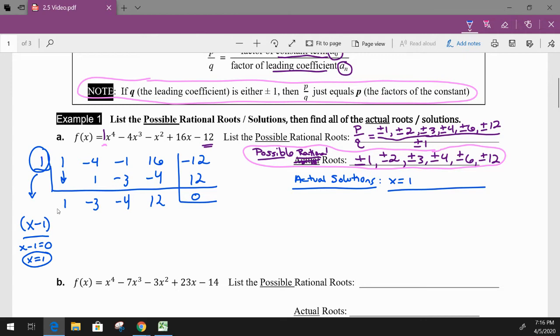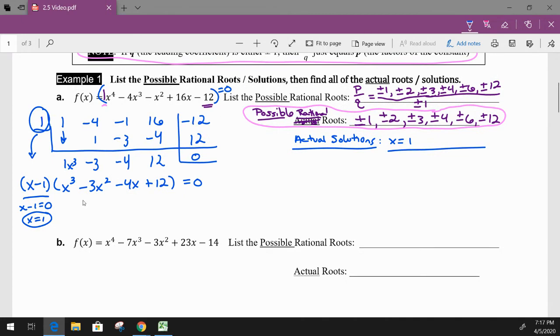All right, so what do I do with these other numbers? Well, if you have an x to the fourth, this 1 now is an x to the third term. So we'll have x to the third minus 3x squared minus 4x plus 12. And it's equal to 0, not because the remainder is 0, but because we're taking this whole thing and setting it equal to 0. We want to set the polynomial equal to 0 to figure out what values of x will make this equation equal to 0. And this will help us in our next unit when we start graphing.